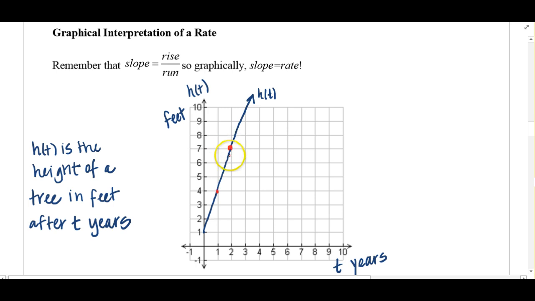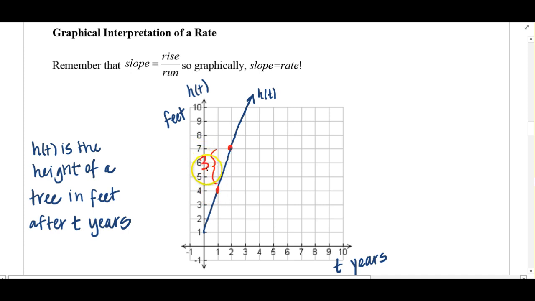So I want to focus in on any 2 points because this is linear. The slope should be the same between any 2 points that we choose. So if we were to try to find the slope of this line given this graph, we're going to think rise over run. So we're going to think, well, how many units do I go up and how many units do I go right? So in this case, let's see how many units I go up. I'm going from 4 to 7, so a total of 3 units.